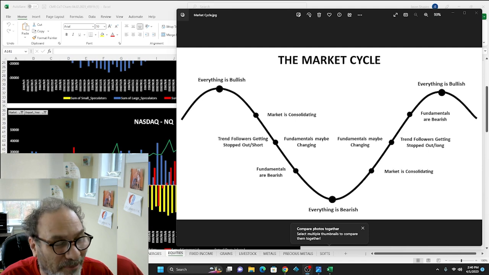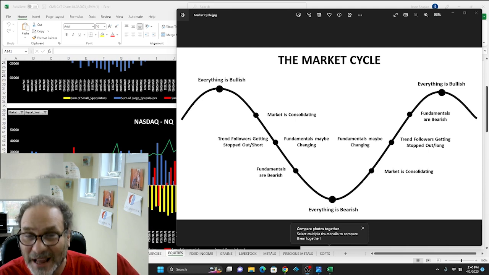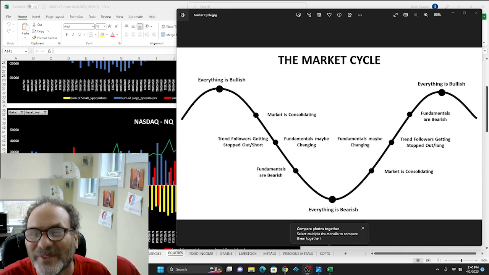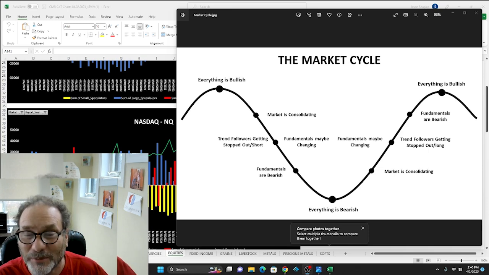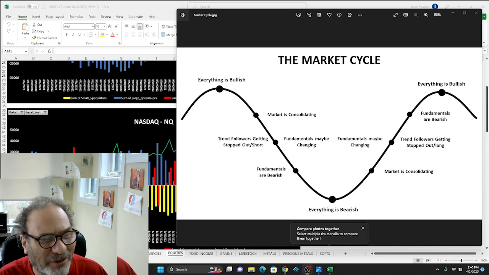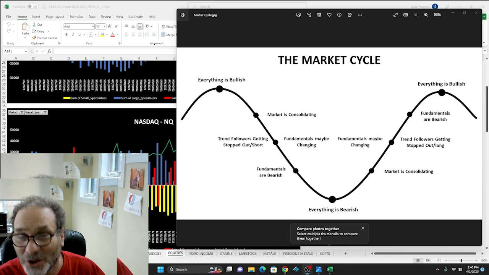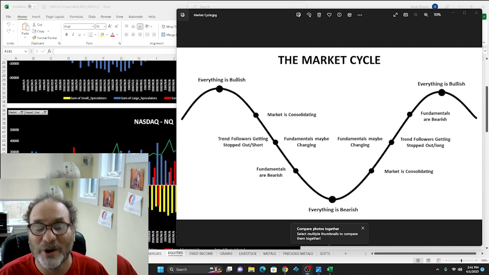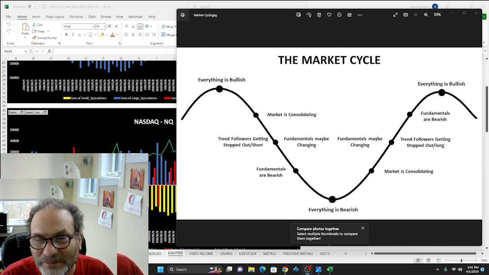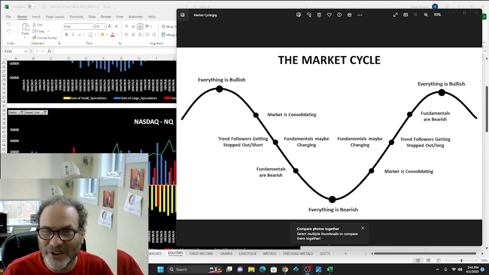It starts to go up, which is seen as the downtrend now consolidating. We go up some more, trend followers start getting stopped out of their shorts, positioning starts changing, and fundamentals possibly are getting better. We go up some more, now the fundamentals are getting good, and the trend followers are getting long by now. And then we're back to the top where everybody's long because the fundamentals are clearly good and the trend is clearly up. That's how I see the cycle working over time.